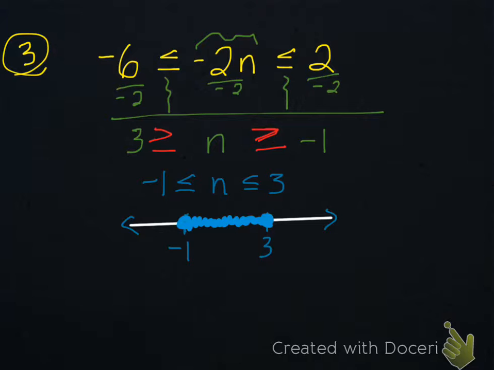Let's look at our interval notation. Negative 1 is on the left, so I'd go from negative 1. It's going to have a square bracket because it's equal to. I'm going to go all the way to 3. 3 also has a square bracket because it's equal to.